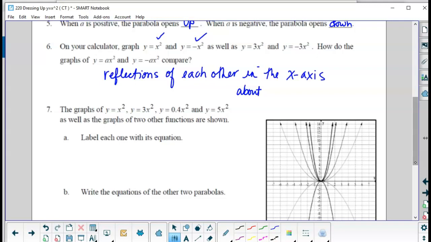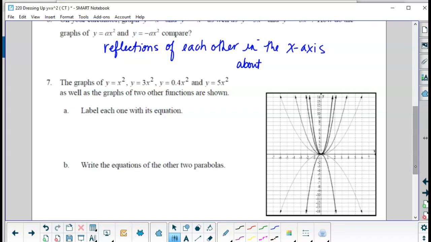So now the graphs of y equals x squared, 3x squared, 0.4x squared, and 5x squared, and two others are shown. Label each one. So remember your base graph, look for that first. When x is 1, y is 1. So this would be your base graph. Then when x is 1, this graph here has a y value of 3. So that's going to be y equals 3x squared. When x is 1, this has a y value of 5. So this is going to be y equals 5x squared.